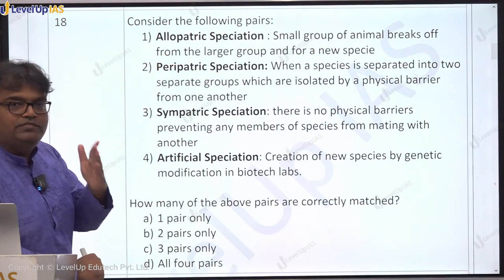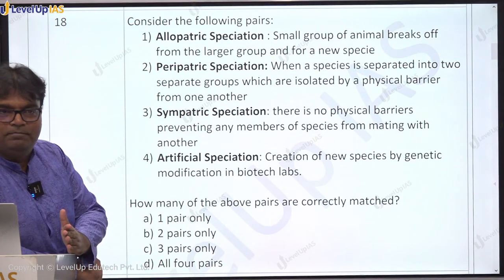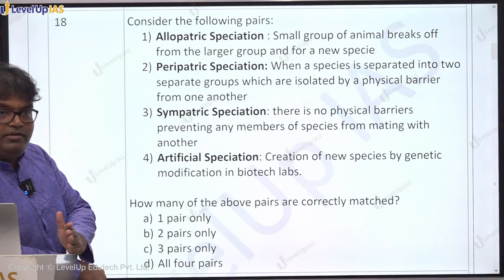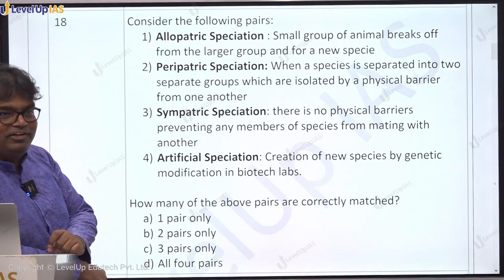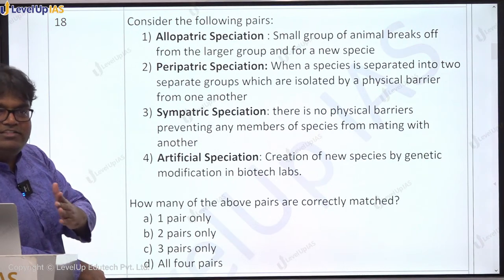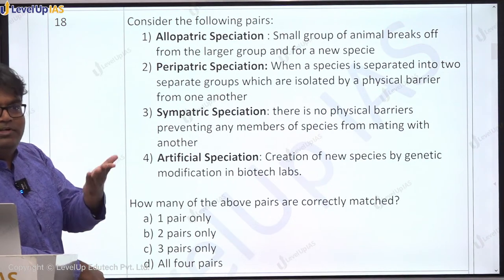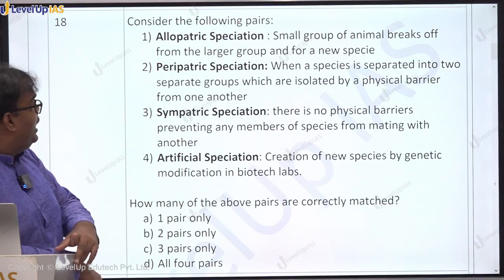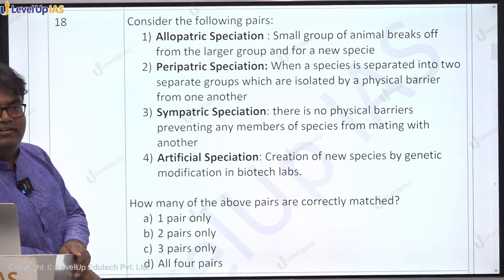Allopatric is when there is a physical barrier. For example, when we look at lions in India and lions in Africa, a physical barrier आ गया. As the earth moved apart, the two separate species emerged from there. That would be an example of allopatric, because of the physical barrier.